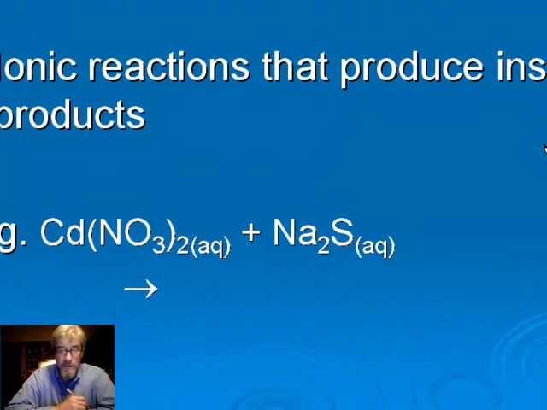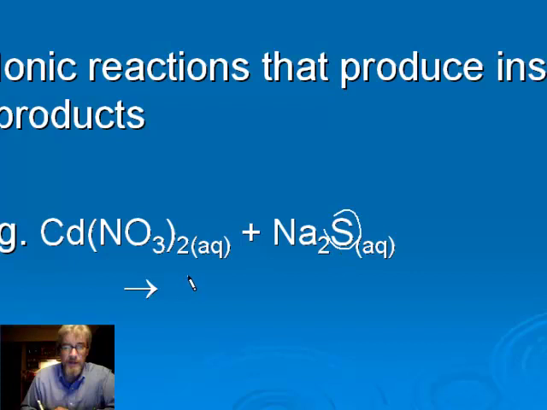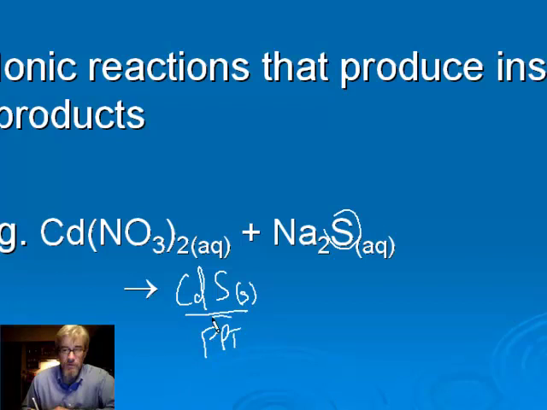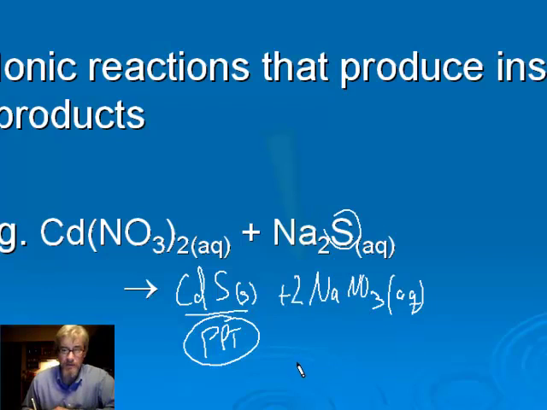If I take cadmium nitrate and react it with sodium sulfide, sulfides typically are not soluble in water. And so this is what I'm going to end up with. Cadmium reacts with sulfur. It makes this cadmium sulfide 1:1, and that's going to be a solid. That thing is what we call a precipitate. And then I'm going to get a second product, and that's sodium nitrate, NaNO3, which turns out to be actually aqueous. Balancing requires that I put a 2 here.